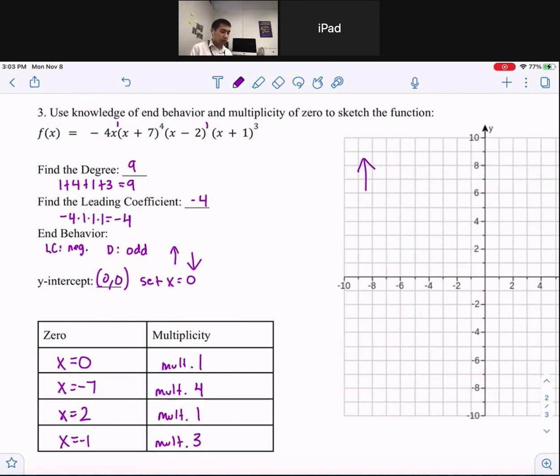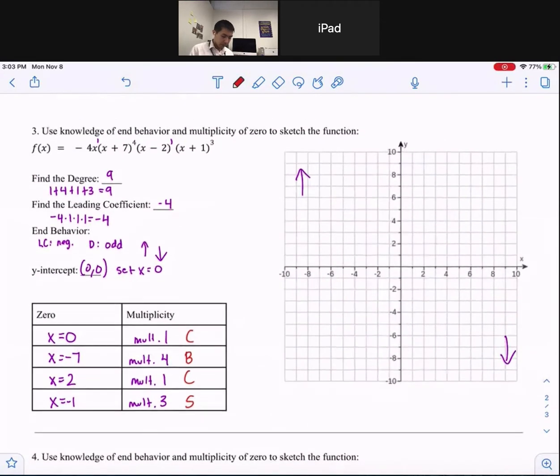So, multiplicity of 1s, it is a cross. So, cross, cross. Multiplicity of 4, which is an even, that's a bounce. Multiplicity of 3, which is odd, that's a slide. So, let's draw all of our multiplicities, or our zeros. X equals 0, x equals negative 7, x equals 2, and x equals negative 1.